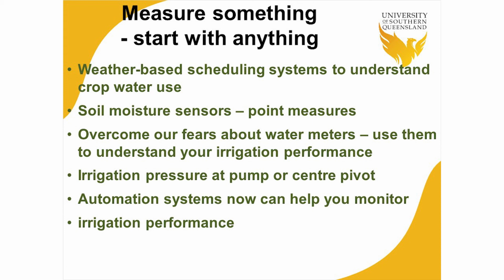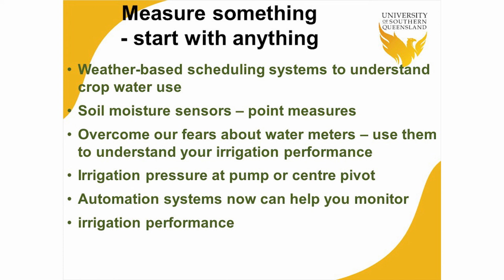You can begin with those weather-based systems. You could utilise soil moisture sensors, of which there are a plethora. These are typically point measures, and under larger systems provide a bit of a challenge in translating that point measure of soil moisture to something that's occurring across the whole field. We need to overcome our fears about water meters being regulatory tools and actually use them to understand irrigation performance. That's pretty critical.